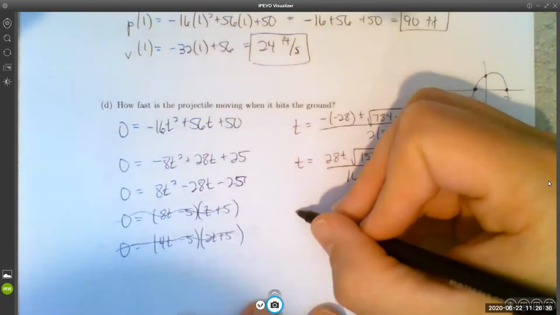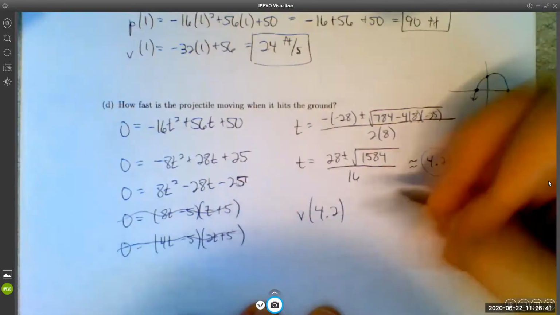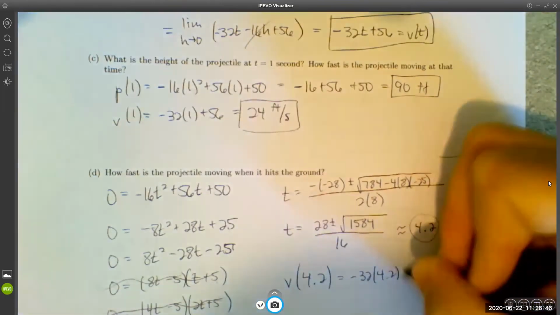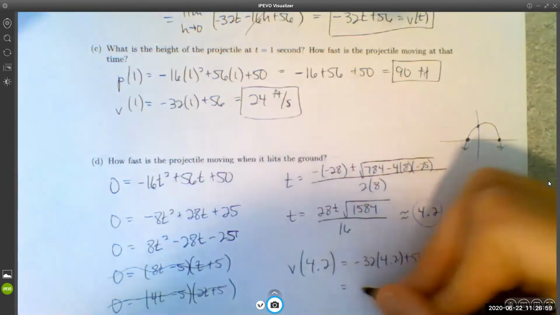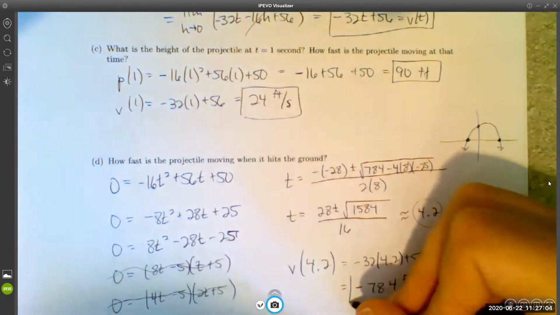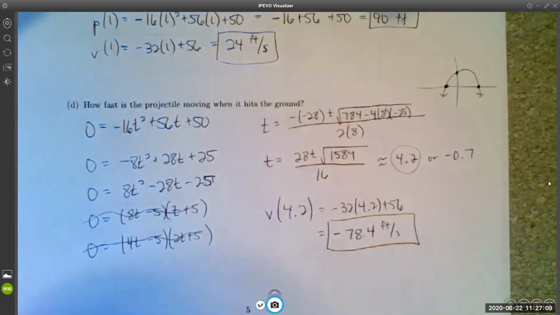Now, how fast is it going, right? So we're going to say, what's v of 4.2? v of 4.2 is going to be negative 32 times 4.2 plus 56. And let's see. That comes out to negative 78.4 feet per second. So that's how fast the projectile is moving when it hits the ground. Negative because it's moving down toward the ground.